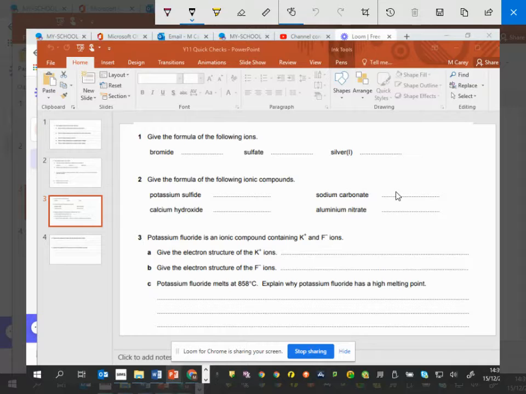Okay, so putting the answers in here. That's Br minus. Sulfate, back of the data leaflet, don't forget, SO4 is the formula, 2 minus is the charge. Silver 1 is on the back of the data leaflet. The 1 means it has a single positive charge.